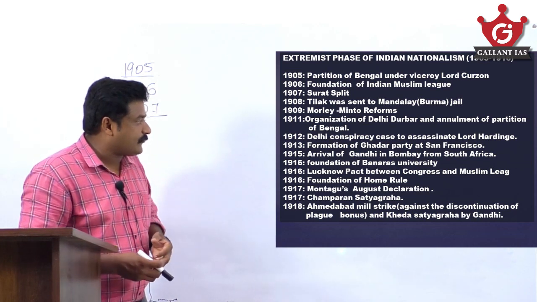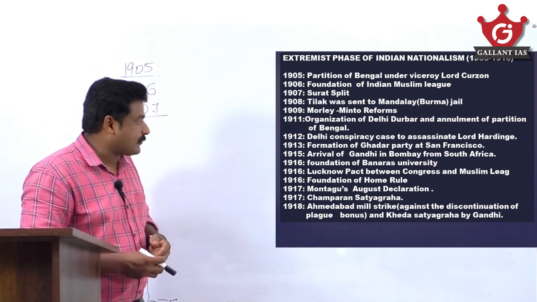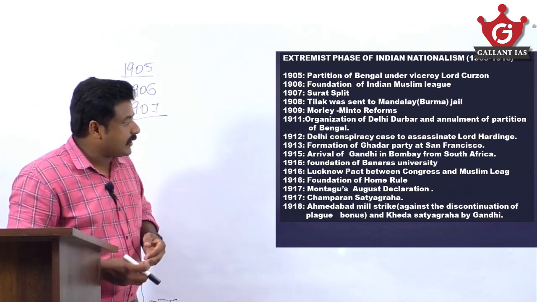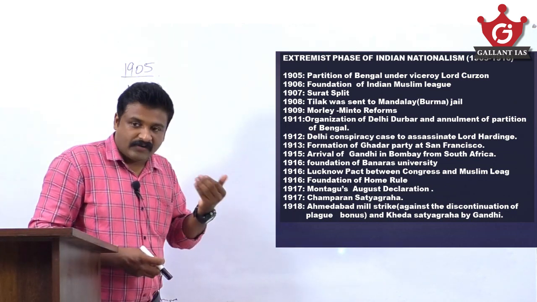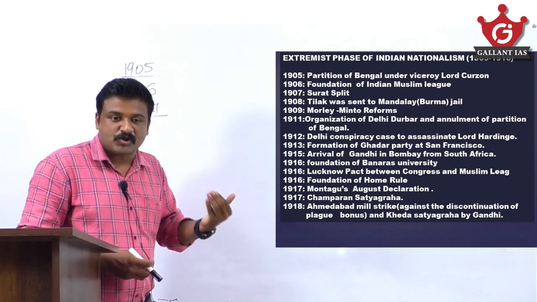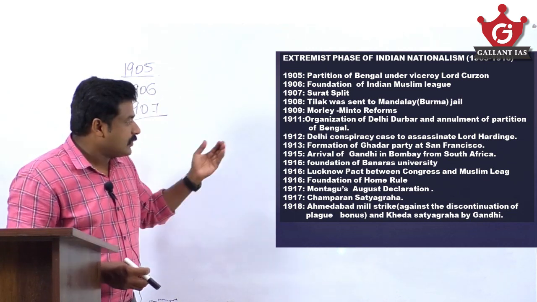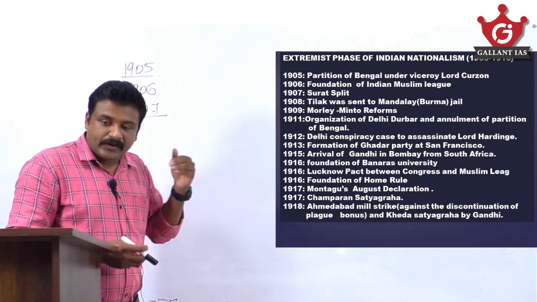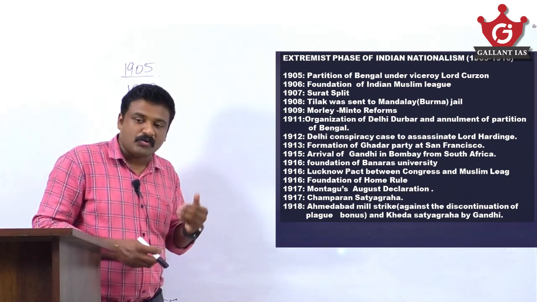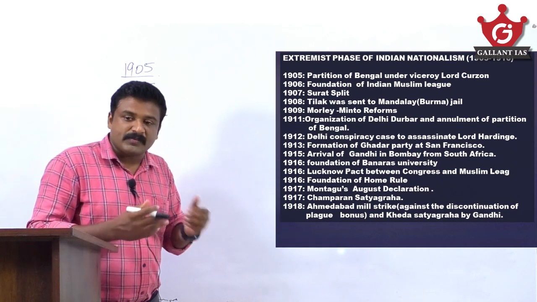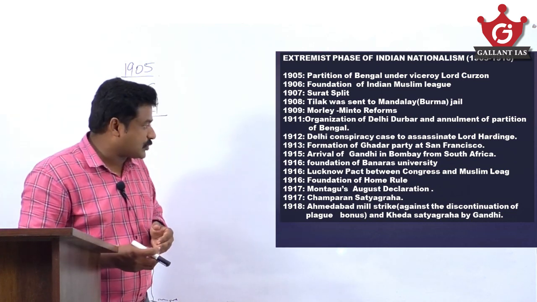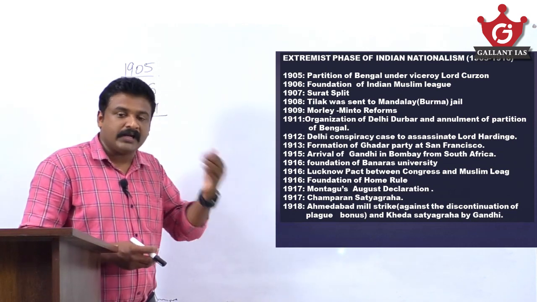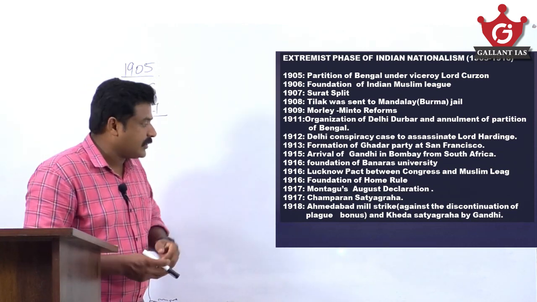Then 1915, return of Gandhiji from South Africa. 1916, formation of Banaras Hindu University. After returning to India, it was the first public appearance of Gandhiji. Then 1916 Lucknow Pact between the Congress and Muslim League, and in the same Lucknow session of 1916, the extremists and moderates also reunited. 1916 is again known for the Home Rule League movement by Annie Besant and Bal Gangadhar Tilak.